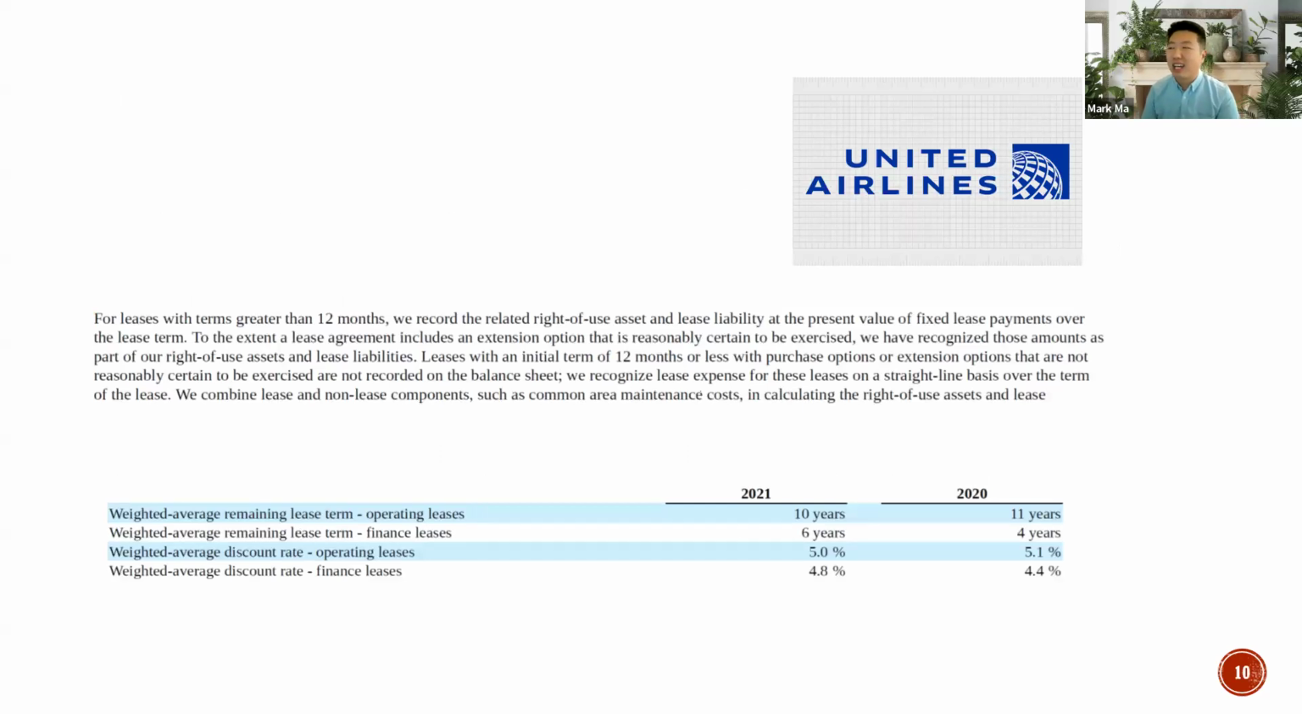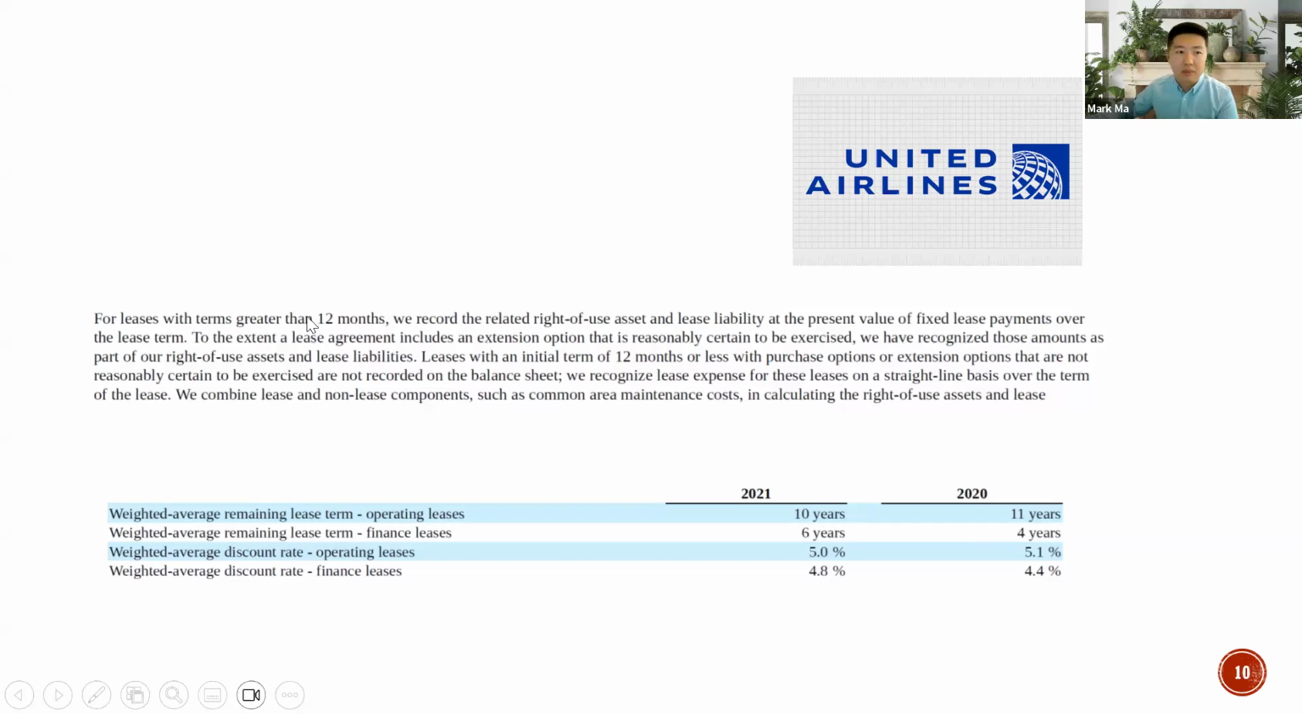So just trying to show you a concrete example. I looked at the United Airlines recent 10-K. If you look at this paragraph here, it says that for leases with terms greater than 12 months, we record the related right-of-use asset and liability at the present value of fixed lease payments over the lease term, and to the extent the lease agreement includes an extension option that is reasonably certain to be exercised.